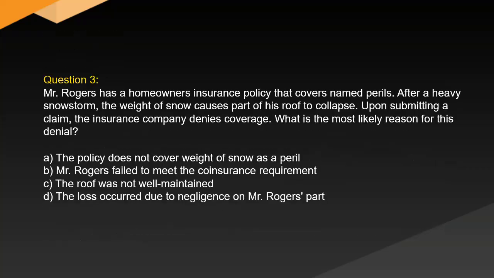Question 3. Mr. Rogers has a homeowner's insurance policy that covers named perils. After a heavy snowstorm, the weight of snow causes part of his roof to collapse. Upon submitting a claim, the insurance company denies coverage. What is the most likely reason for this denial? A. The policy does not cover weight of snow as a peril.